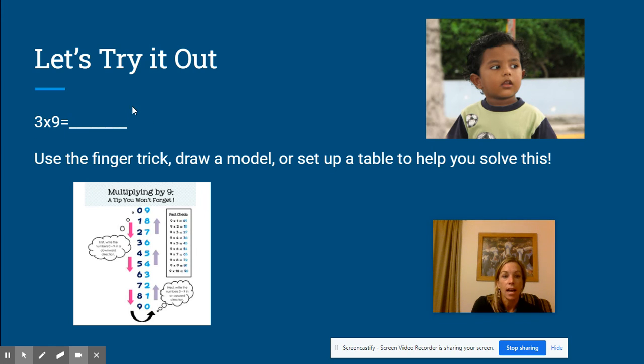3 times 9. You can use the finger trick, draw a model, or set up a table to help you solve this. So I'm going to give you about 30 seconds, and I want to see what you can do. 3 times 9, or 3 groups of 9. Go ahead.